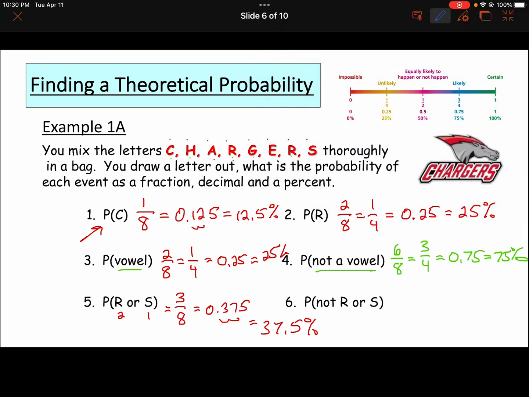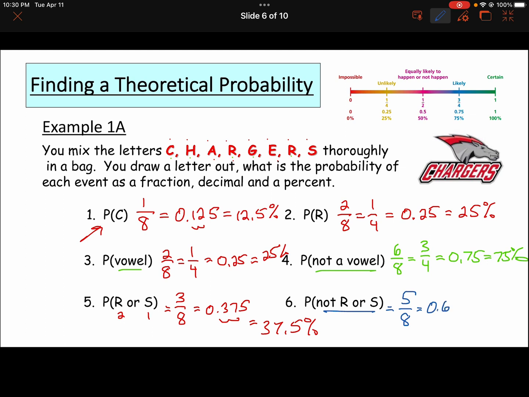Once again, if there are 8 total, this is called a complement. If there are 8 total letters, and 3 of them are R or S, that means then the opposite would mean that there's got to be 5 that are not R's or S's. And so we would have a 5 in 8 chance. If you add 3/8 and 5/8, you get 1 whole.